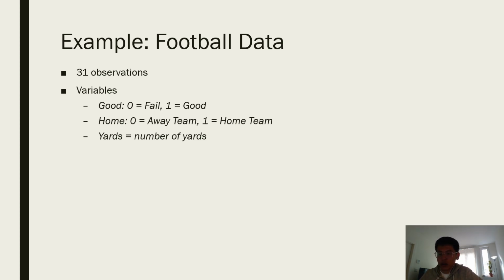I might just interpret that as a score or a result. And the yards is definitely a continuous variable, and I think that refers to the scoring system, or how the field looks. But anyway, we have our 3 variables here. So we are using the home and the yards to predict this good variable.